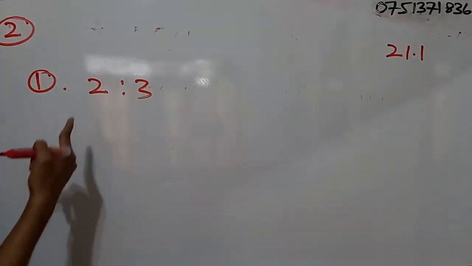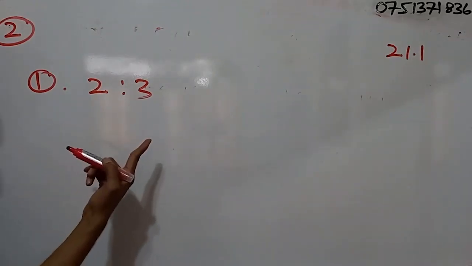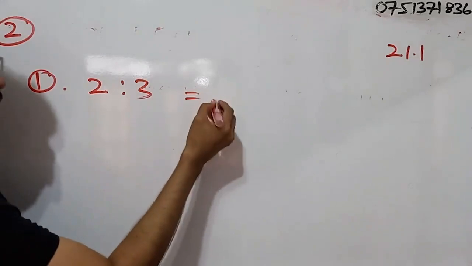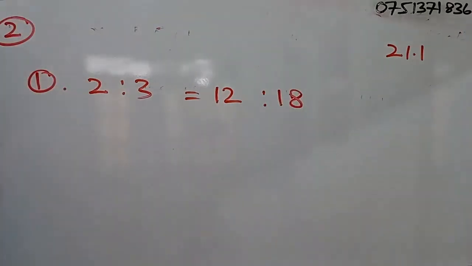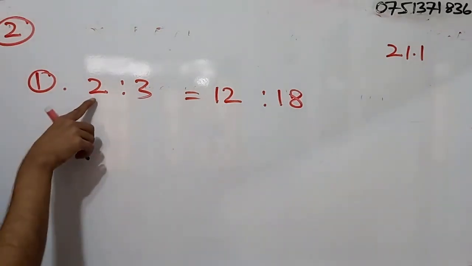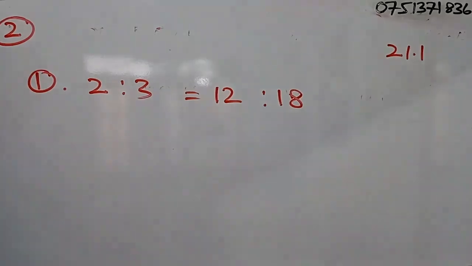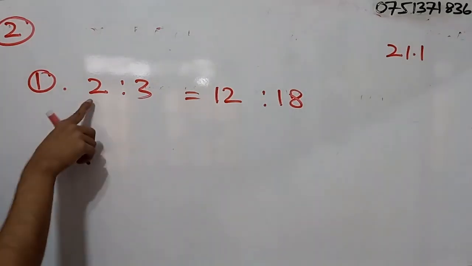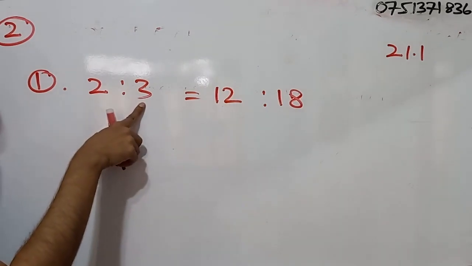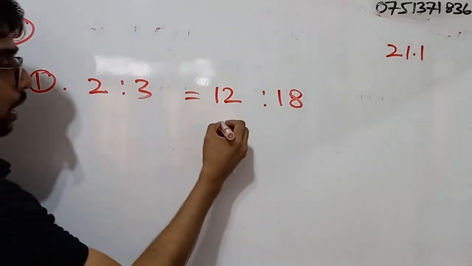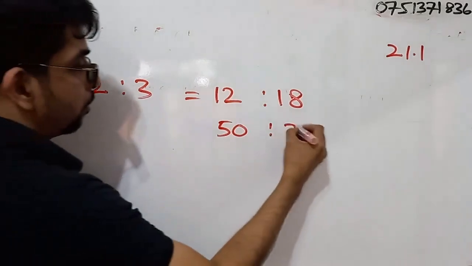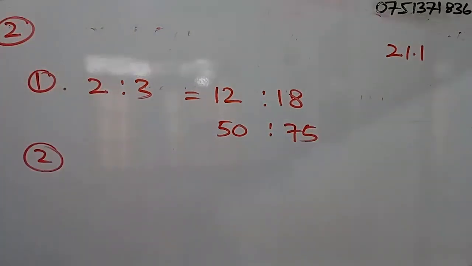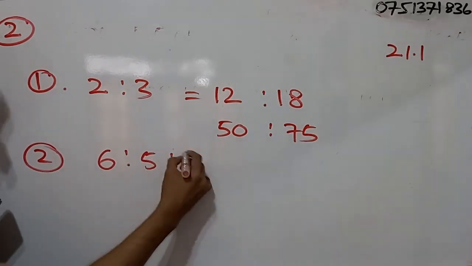So I will multiply the first term and the second term by what? 6, right? So 2 into 6, it will be what? 12. 3 into 6, it will be what? 18. So we need to write 2 equivalent ratios now. So for the second equivalent ratio, I will multiply the first term and the second term by what? 25. So 25 into 2, it becomes what? 50. And 3 into 25, what is that? 75. Right.